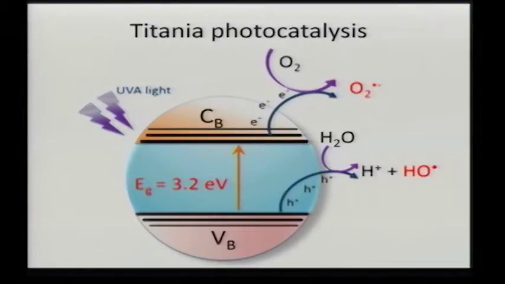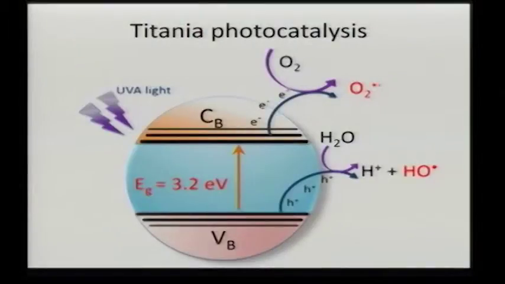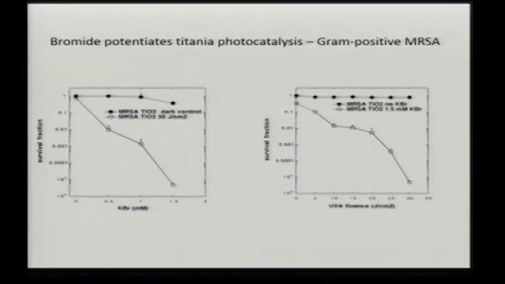So as opposed to traditional electron transfer, where you're getting 1 ROS per electron transfer, here you're getting 2, and this one is actually direct hydroxyl radicals. You don't need to make these from hydrogen peroxide and all this stuff. So titania is kind of interesting. And we actually found that potassium bromide potentiates titania.